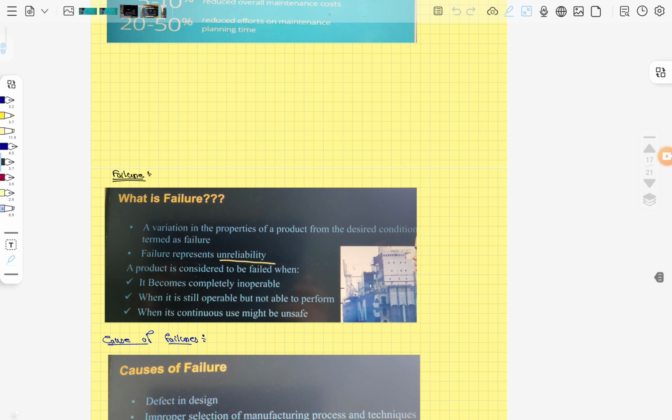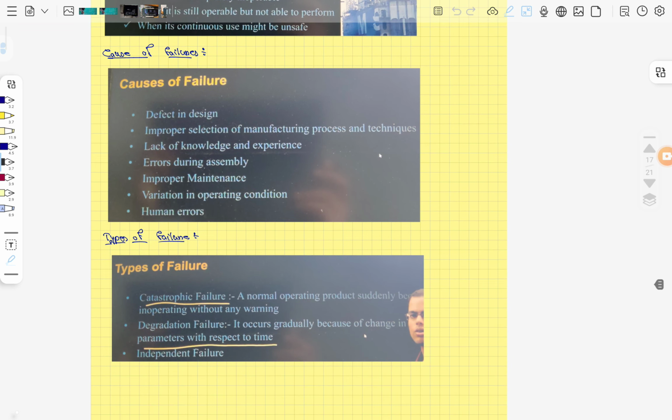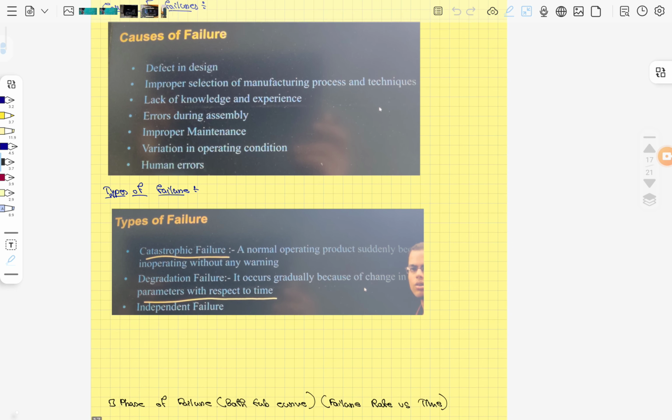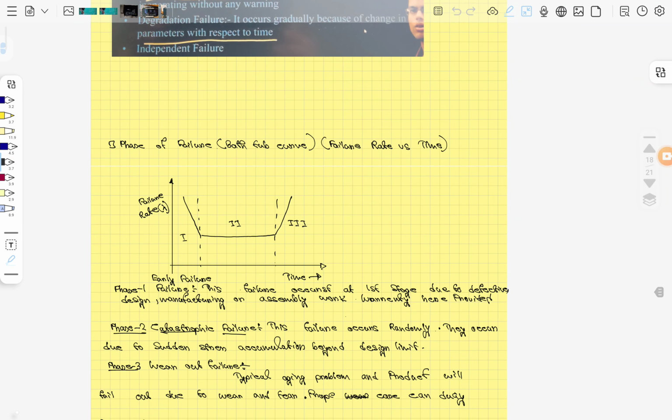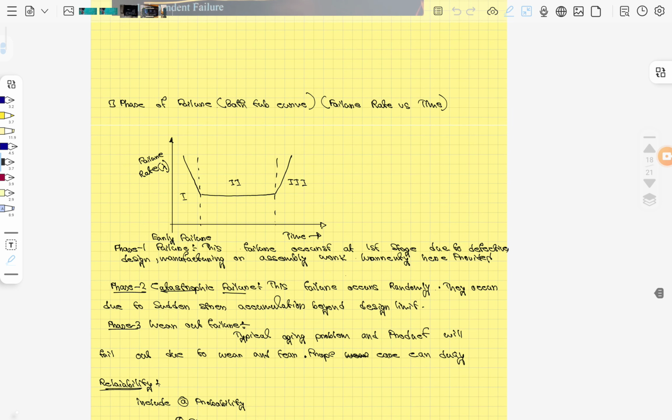What is failure? A variation of properties from the desired condition. It can become completely inoperable or partial, and causes of failure include defects and design. Catastrophic failure is when a normal operating condition suddenly fails without any warning. Degradation failure occurs gradually, then becomes permanent. And then the phases of failure: the failure rate curve, where the failure rate is constant.